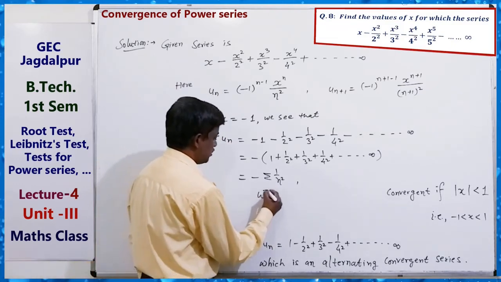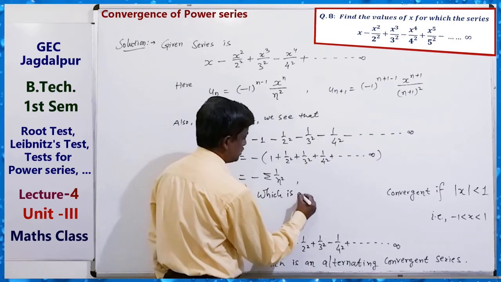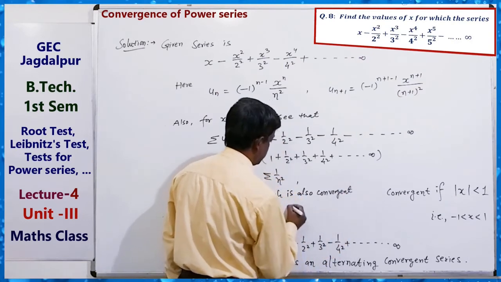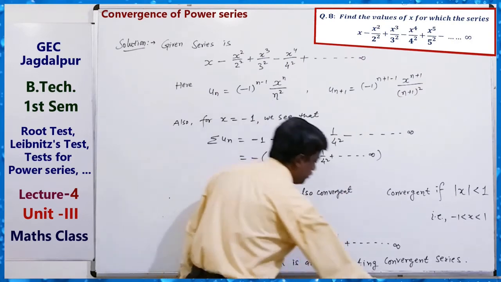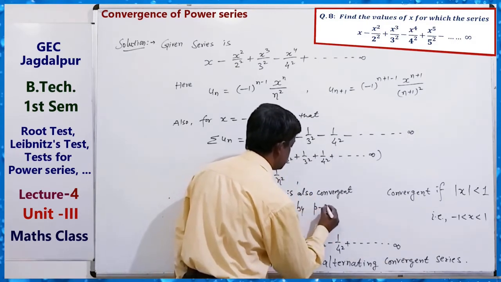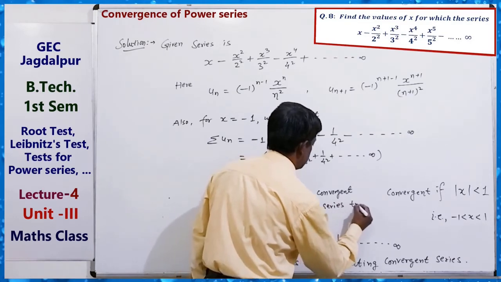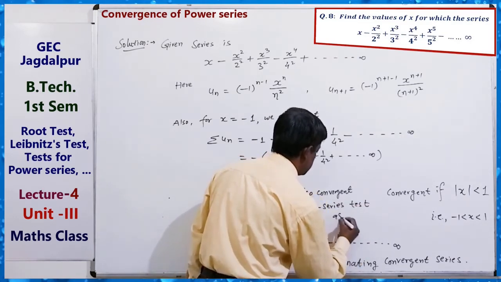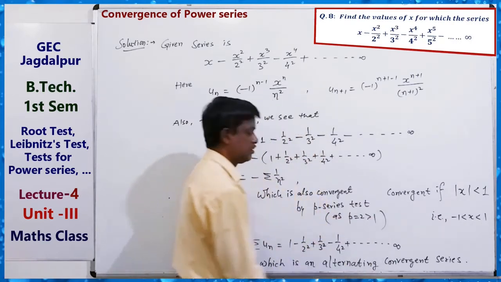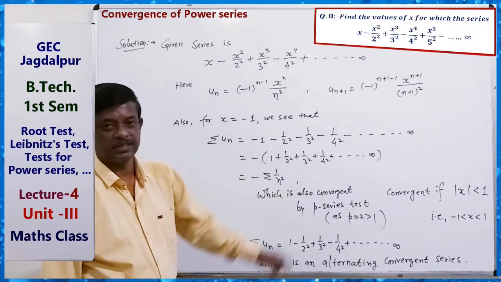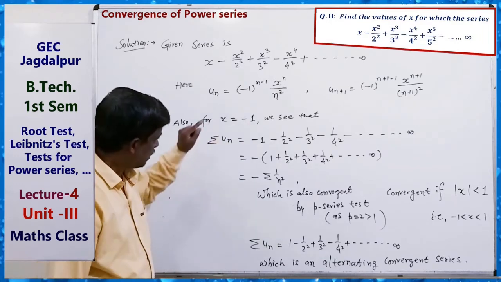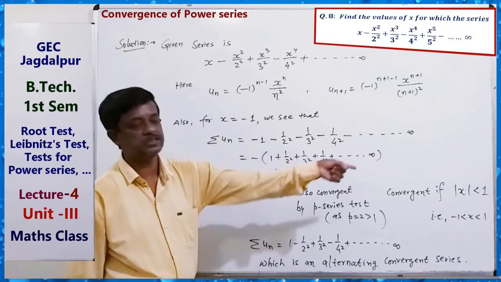Which is also convergent by P series test, as p equals to 2 is greater than 1. Convergent. So also for minus 1 convergent. For 1 convergent, for minus 1 convergent, and in this interval convergent.